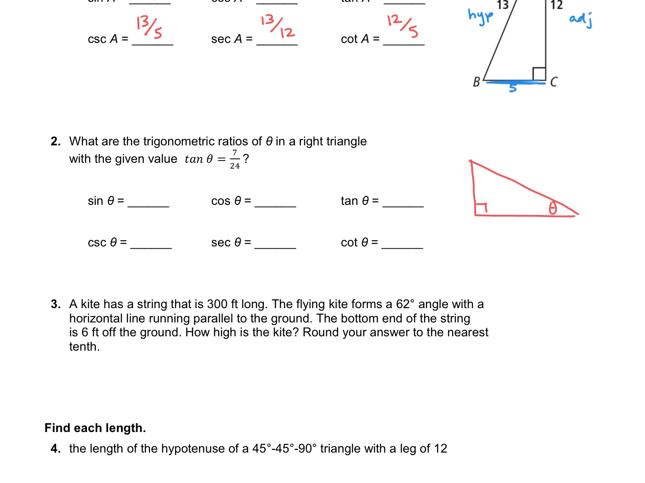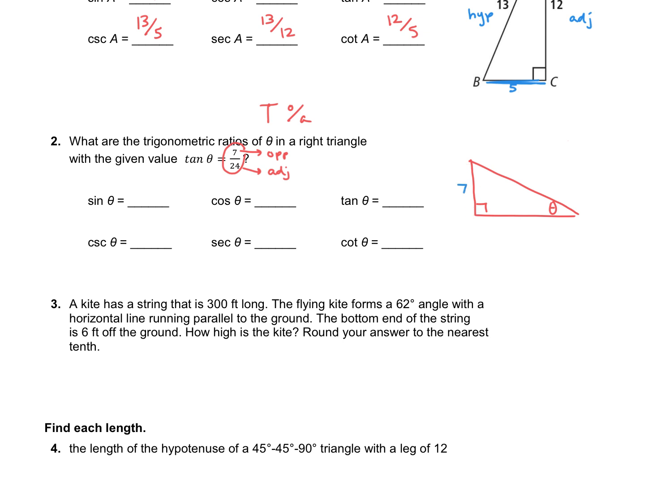And then when we're told that tangent of theta is equal to 7 over 24, they're giving us two sides of this triangle. So what we want to remember is that tangent is the opposite side over the adjacent side. So they're giving us the opposite side, 7, and the adjacent side, 24. So if I come to this triangle, here's theta, the opposite side is going to be this side over here. So now I know that this side of the triangle is 7.